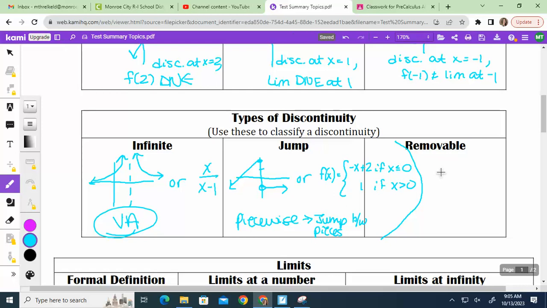Removable. Didn't leave myself much space there. On a graph, what does that look like? With an open circle that may or may not have another point somewhere else. From the equation, that happens when you have something that cancels out, or we could see it in a piecewise function where one piece is not equal to and another piece is equal to. And both of those, the removable is just a hole in the graph. So do we know what the three types look like, either from an equation or from looking at a graph?